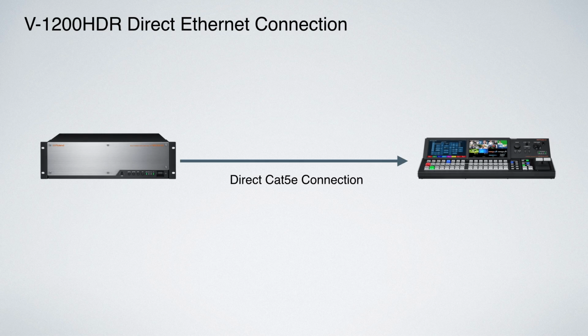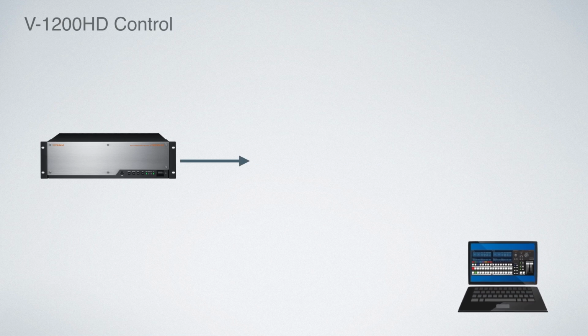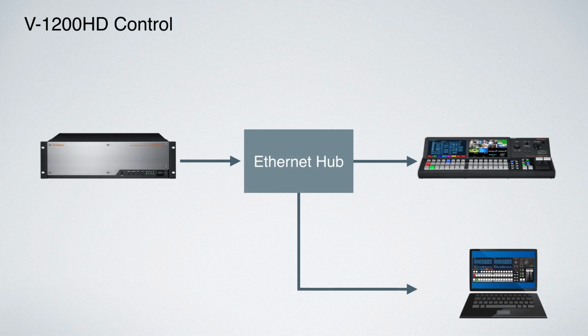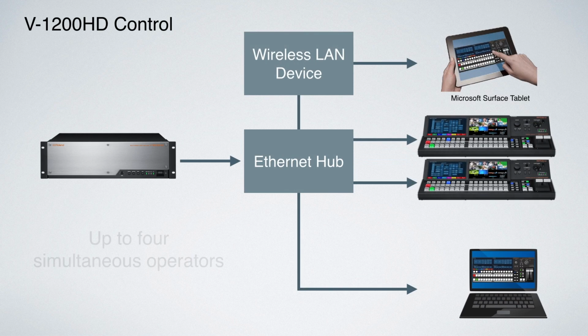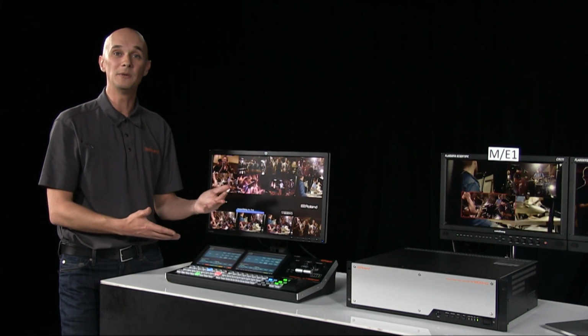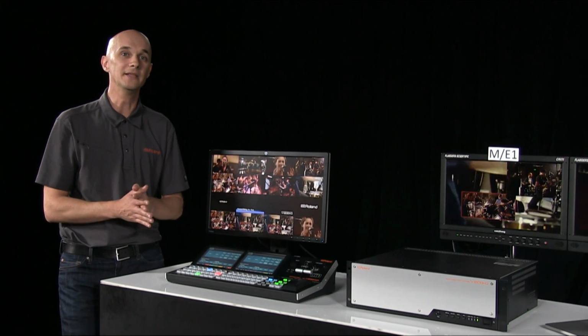And that's available for both Mac or PC. And one of the great things about it is that if you're using a Windows 8 Surface tablet, which is fully touch enabled, you can use a wireless control interface by connecting it to an Ethernet hub. And in fact, you can have up to 4 controllers available to a single V-1200HD unit. So you can have multiple operators switching possibly different MEs, or one person working on the 444 engine and other people working on the 422 engine. So lots of flexibility and lots of possibility there.